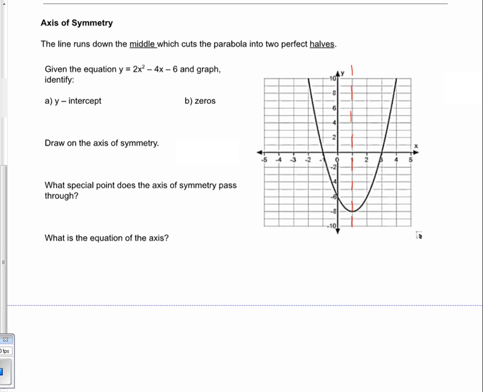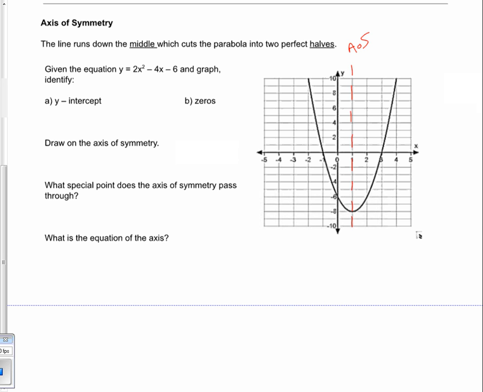Okay, and so this red line symbolizes what we call the axis of symmetry, or as I like to simplify it, just the AoS. Now you can also find a couple of things based solely on the fact that we have a graph here. One of those things is the y-intercept. The y-intercept is where the parabola is going to cross the y-axis.